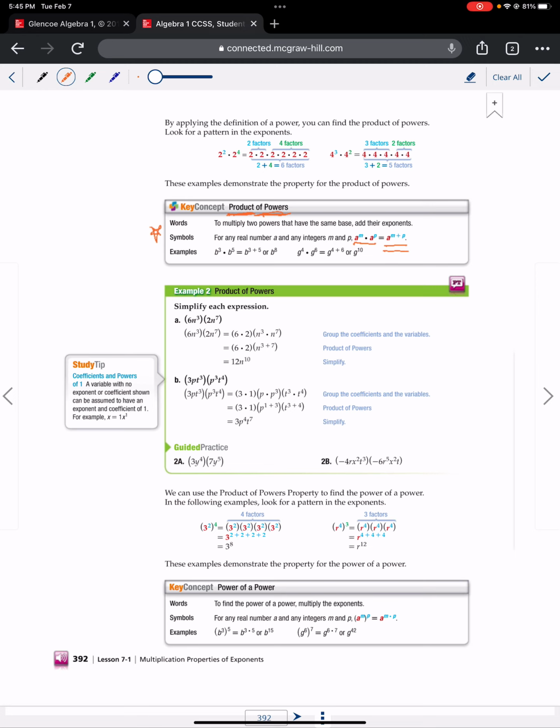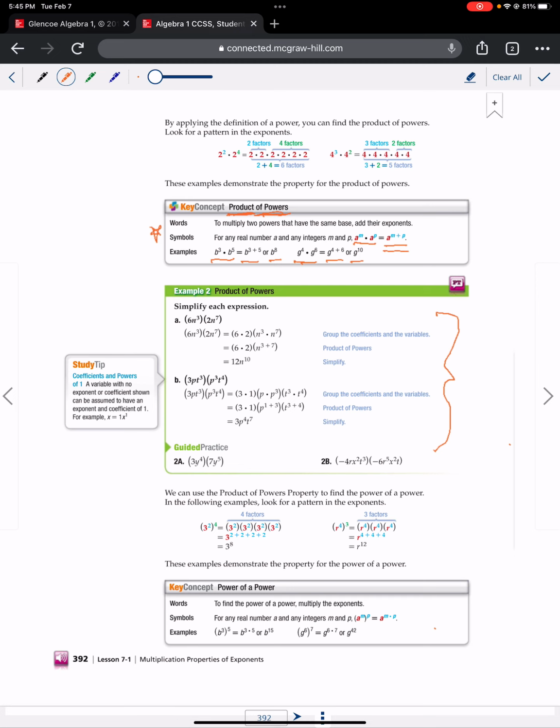What is that example? We have b to the third multiplied by b to the fifth. I just add the exponents and get b to the eighth. Here's the second example, g to the fourth times g to the sixth. I add the exponents and get g to the 10th. I'll let you go ahead and look at that part. If you understand that part, try the guided practices.